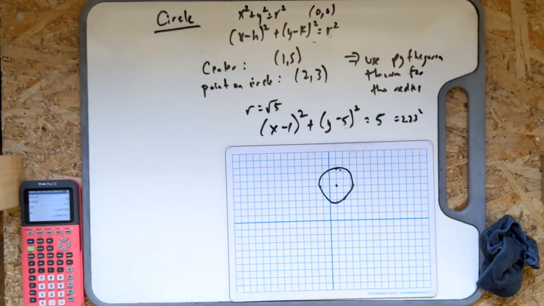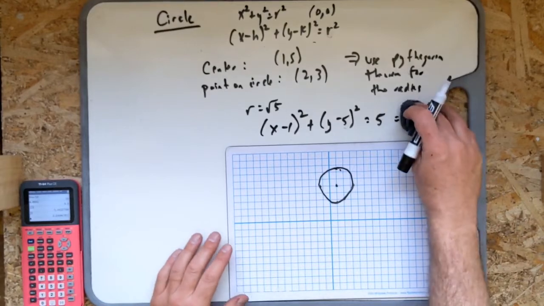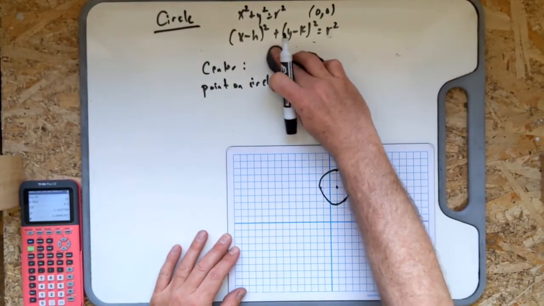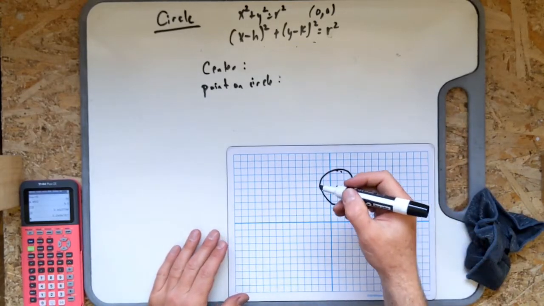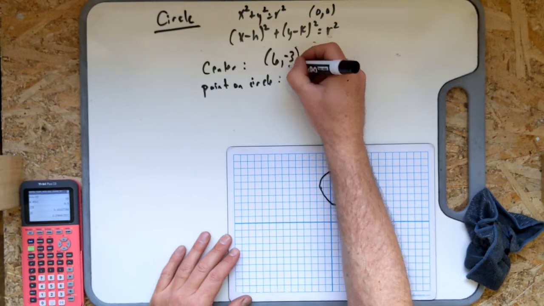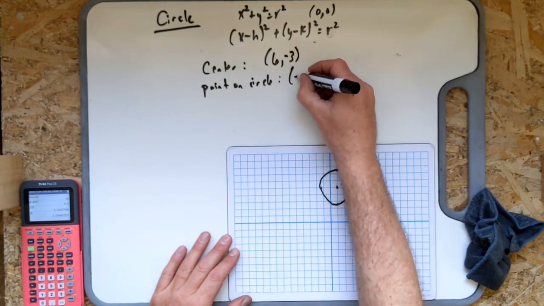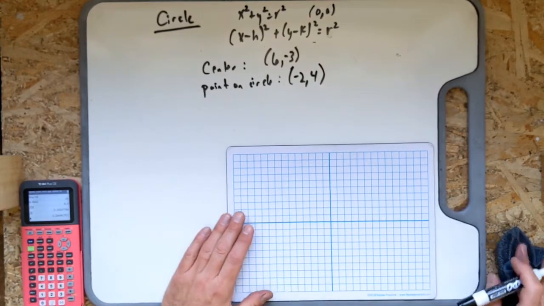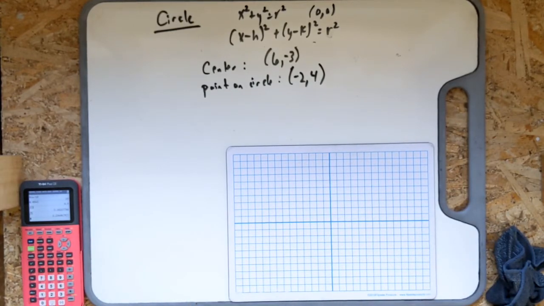Okay, I'm going to have you try one now. I'm going to give you a new center and a new point on the circle. The center is going to be (6, negative 3), and the point on the circle is going to be (negative 2, positive 4). I'm going to erase this. Okay, so find the equation. Pause here.